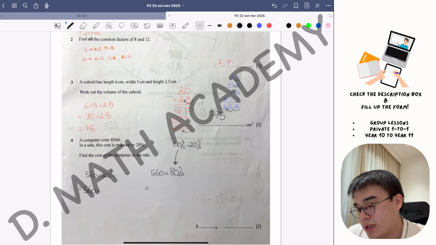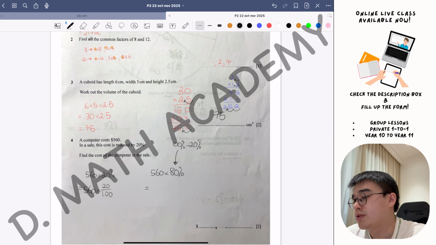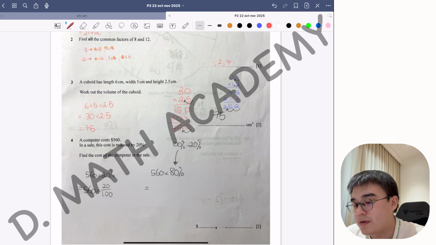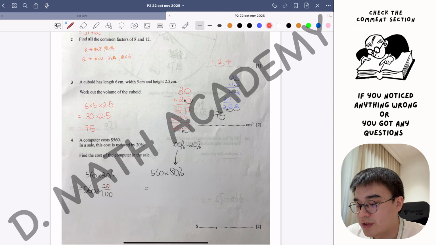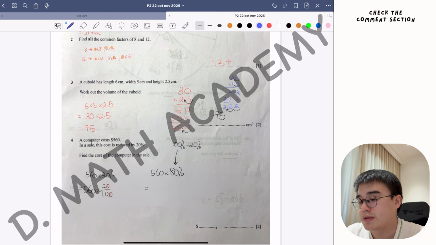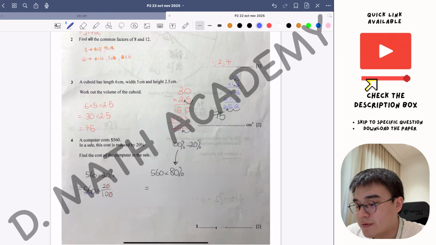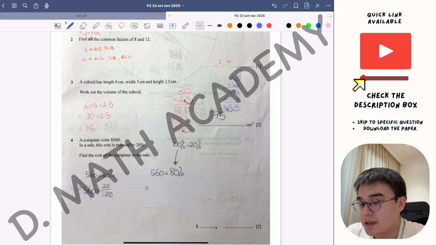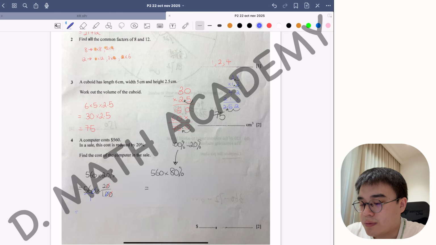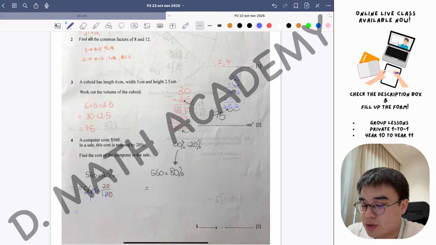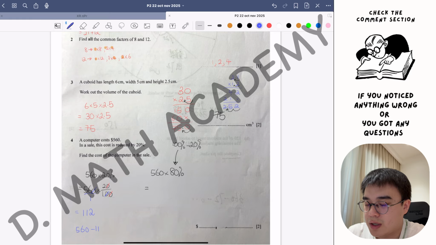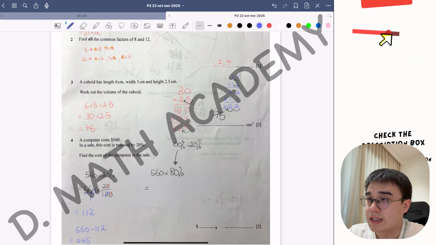560 times 20 over 100. How I normally do it is by crossing off the zeros between the top and bottom first, and then you can cross them off diagonally between the 0 and this. So from the calculation, you will get 112, I think. So 560 minus 112 will be your answer here, which is 448.